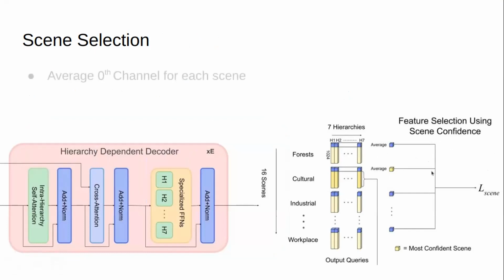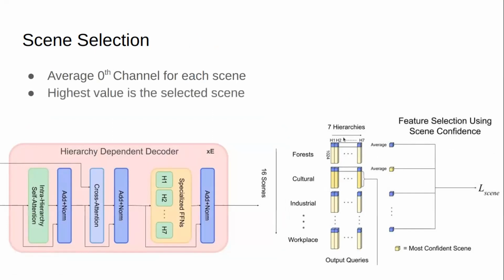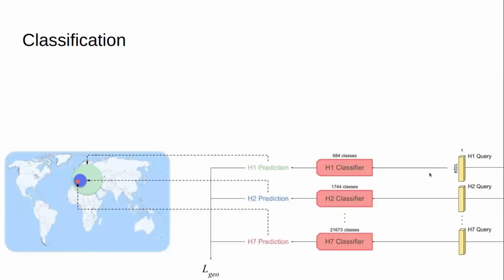For scene selection, what we do is average the 0th channel among all of the queries for a specific scene, and the highest value is selected for that scene. So we can see that for the forest here, we take all of the queries that represent a forest, average the 0th channel to get one value, do that for every single scene, and then the most confident one is selected to go on to classification, and we have a cross-entropy loss to enforce scene prediction.